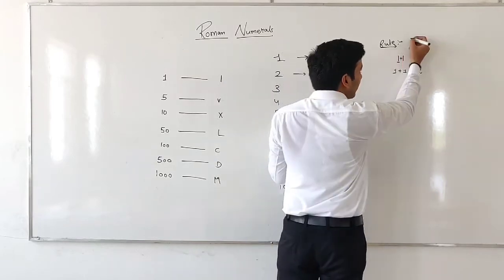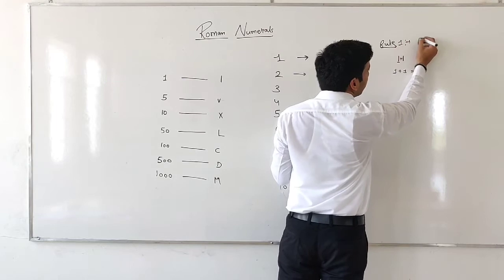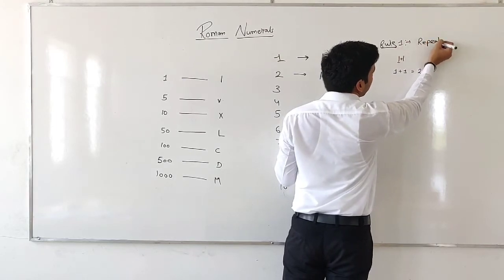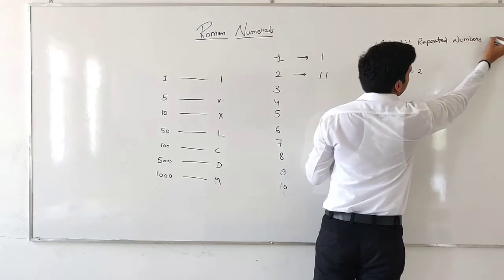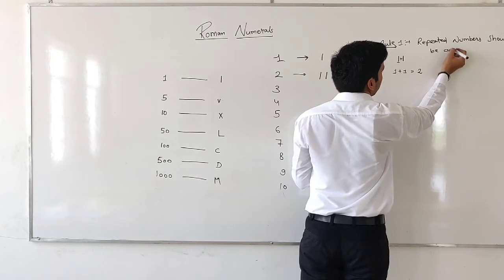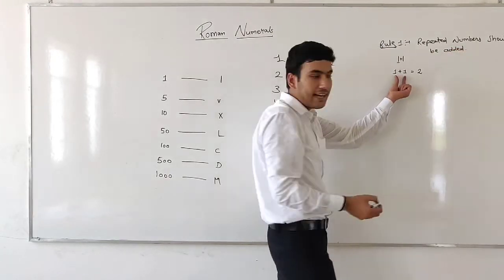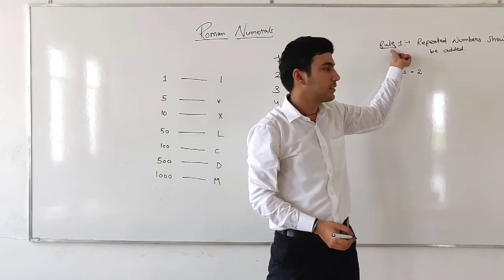So rule number one is: repeated numbers should be added. Here there is addition, so repeated numbers should be added. This is rule number one.